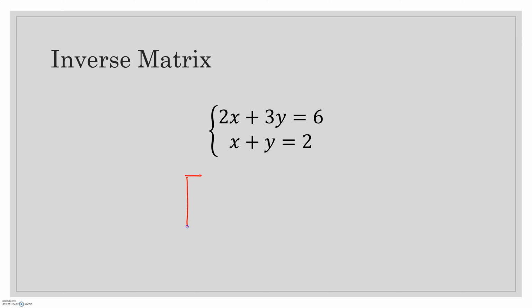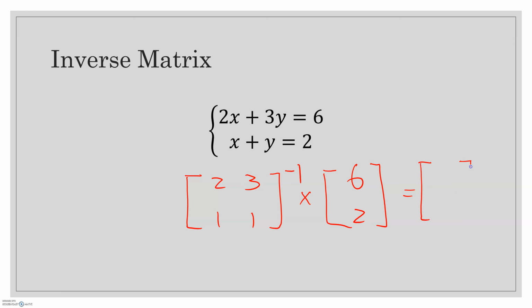We write this matrix again: 2, 3, 1, and 1. Now, instead of doing that, I can do the inverse. And then I multiply it by this matrix 6 and 2. Okay? So notice I use the inverse here. It's very important to use the inverse. And I should be able to get an output.